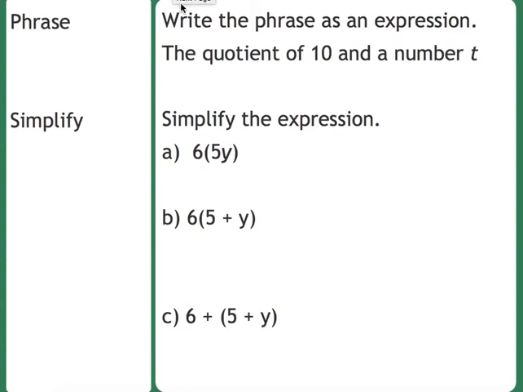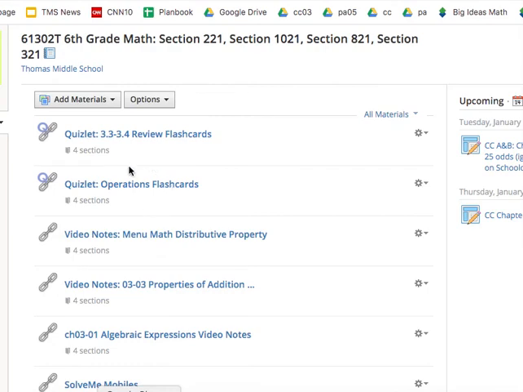All right, then you have a few phrases that you need to write as expressions. So this first one is the quotient of 10 and a number t. So you need to write that. Use good algebra grammar. Again, to help with all of these different ones, quotient, sum, difference, product, fewer than, added to, all of those phrases, remember on Schoology there is a set of Quizlet operations flashcards that will take you through all of those, and you can study these to help you get ready for the test.